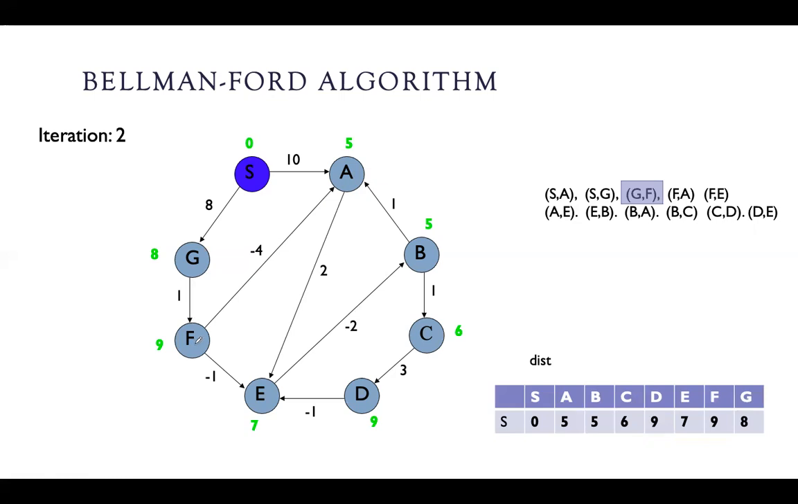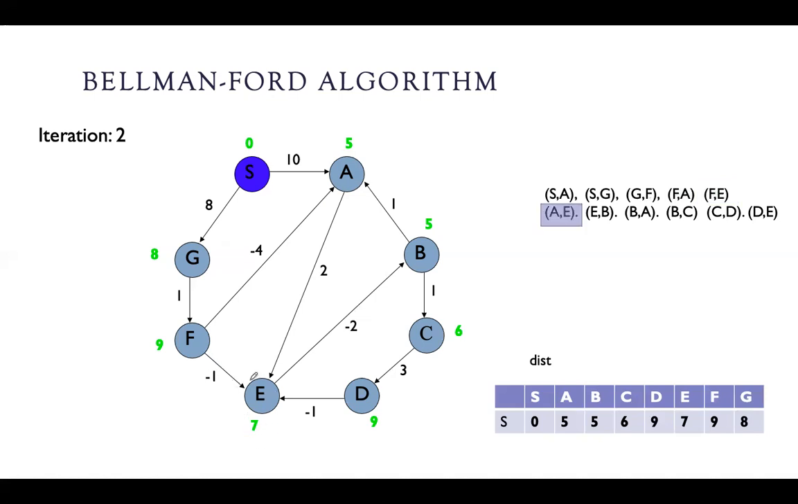G to F. 9 is there. 8 plus 1, 9. So no need to change this distance. F to A. 9 minus 4 is already 5. So no need to update. F to E. 9 minus 1 is 8. But here distance is 7. So no need to update. 7 is less than 8.